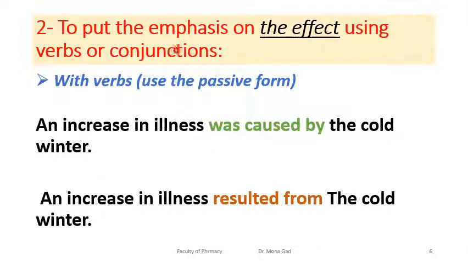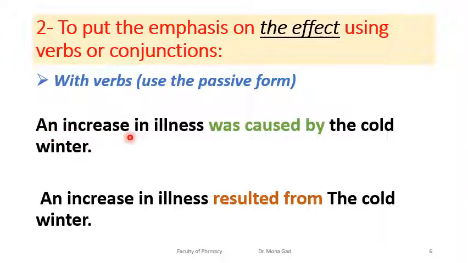Let's see the second technique, to put the emphasis on the effect. Again, using verbs or conjunctions. It's the same whether we put the emphasis on the cause or on the effect. We use either verbs or conjunctions. With verbs, we will use the passive form. This time you have to keep this in mind. Take care. You don't use the verb as it is, but you transfer it into the passive form. Let's see the same example again.